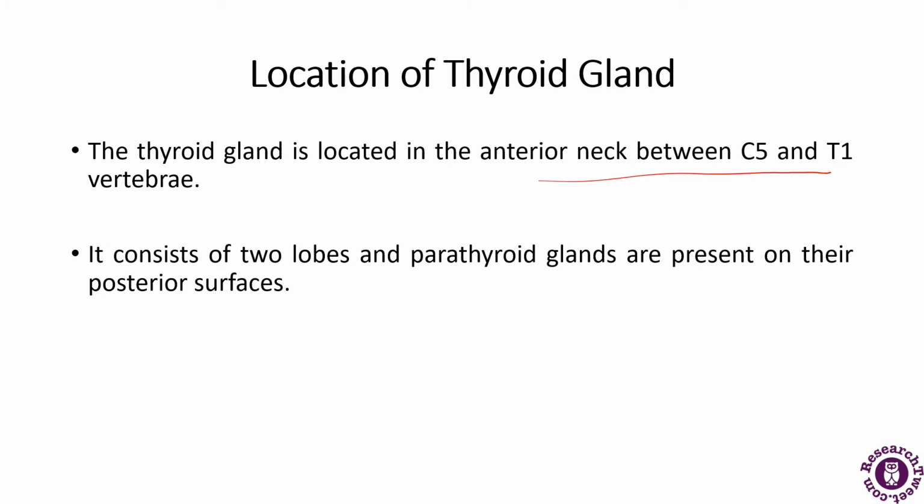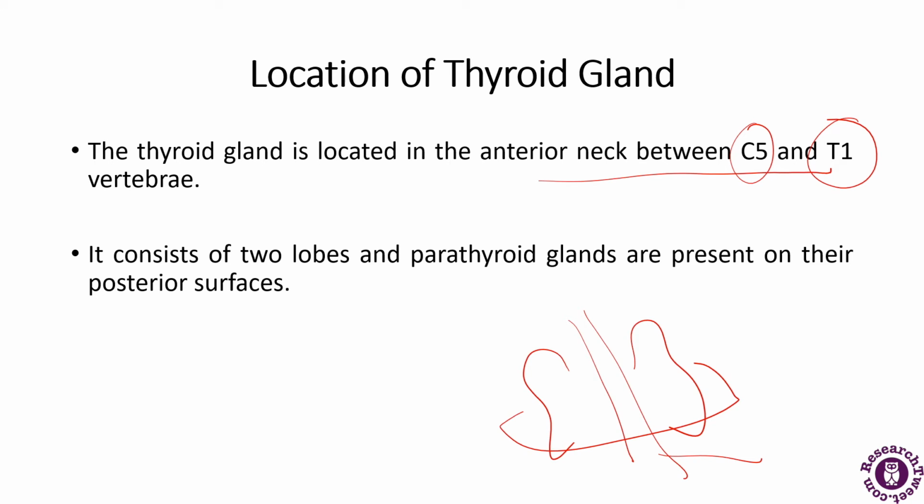Now, I have already discussed this part, which was in the diagram itself, that it is located in the interior neck between the C5 and T1 vertebrae. It consists of two lobes and it is a butterfly shape. There is a trachea and there are two lobes on either side of the windpipe.